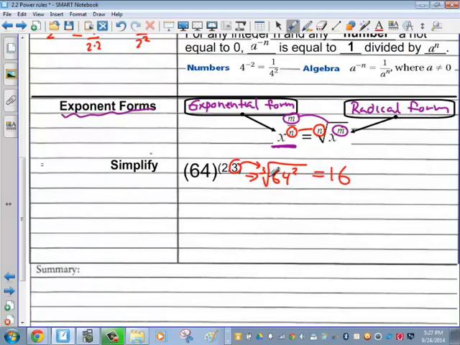So I just want to show you how you can go between the two forms and then put something like this into your calculator to get a simplified version of that. So yeah, that's all this one's all about. Just make sure you can transfer between these two different forms.